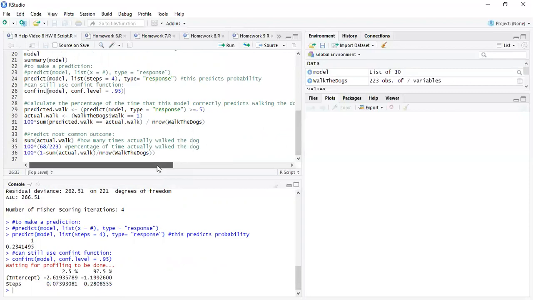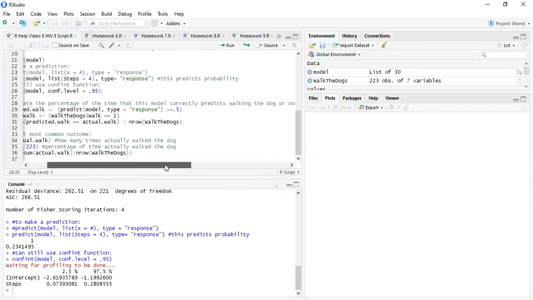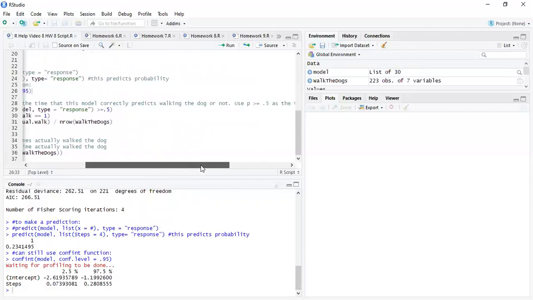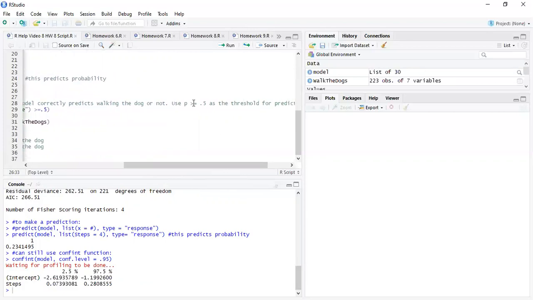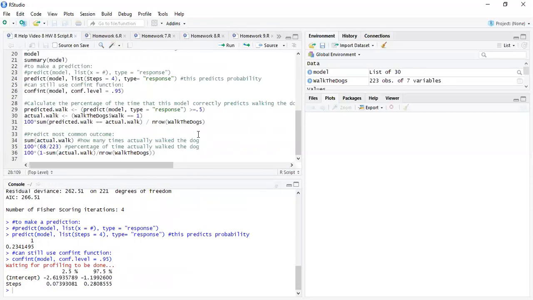If you have a question that wants you to calculate the percentage of the time the model correctly predicts walking the dog, you'll want to use p is greater or equal to 0.5 as the threshold for predicting a yes. Essentially, what this is telling you is that if the probability is above yes, since this is a binary model, you'll say yes if it's above 50% and no if it's below, because you can't predict something intermediary.